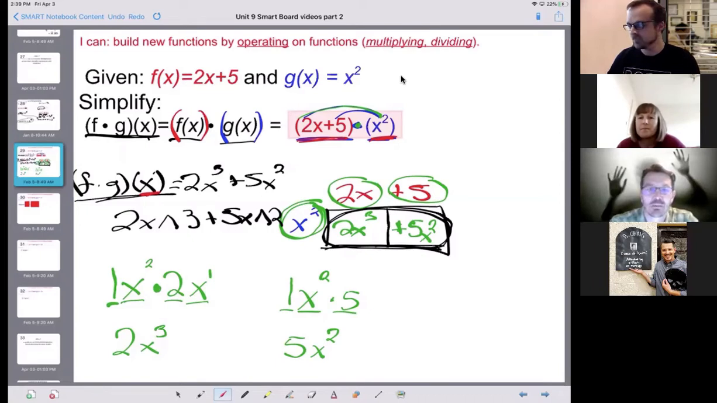That's deep. Deep. Show me one more. Show me one more. All right, let's move on to our next example.